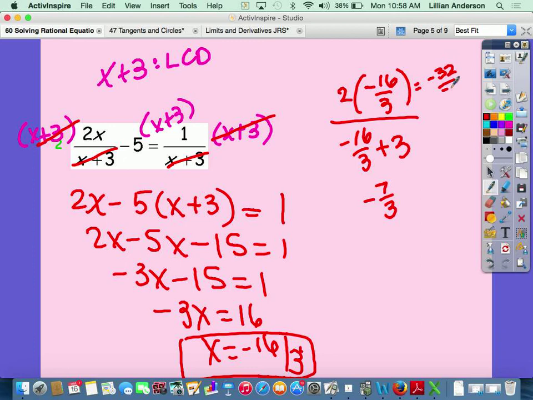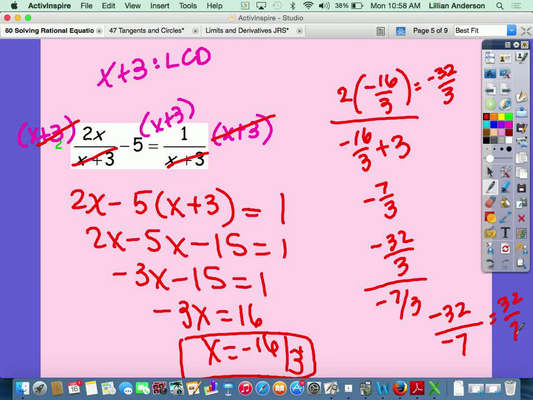Negative 10.67. So you have negative 32 over 3 divided by negative 7 over 3. Keep, change, flip, so it becomes negative 32 over negative 7, which becomes a positive 32 over 7. Subtract that from 5. What do you get? You get that fraction, 3 sevenths. Okay, that's the left side. You have to see if it equals the right side.